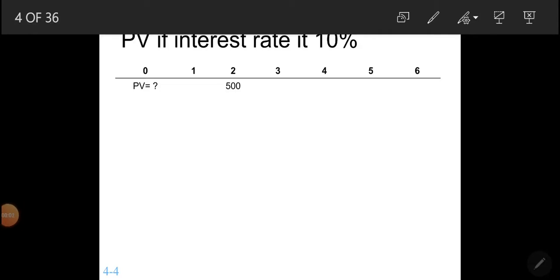So let's look at an example. Over here you have 500 rupees at year 2. So this is the future value. You know that after 2 years you require 500 rupees. So the question is, how much should you deposit today?